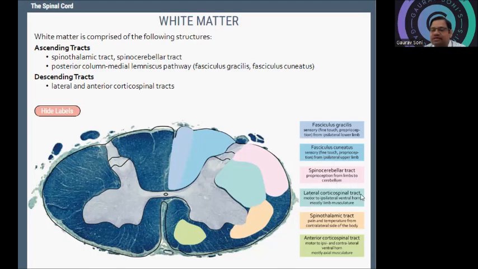Lateral corticospinal tract, motor to the ipsilateral ventral horn, will mostly control limb musculature. Spinothalamic tract carries pain and temperature from the contralateral side, the opposite side of the body. Then there is the anterior corticospinal tract, motor to the ipsilateral and contralateral ventral horn, mostly for the axial skeleton. So this was about the white matter.